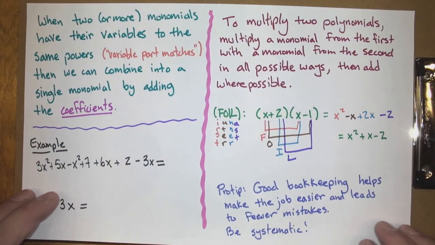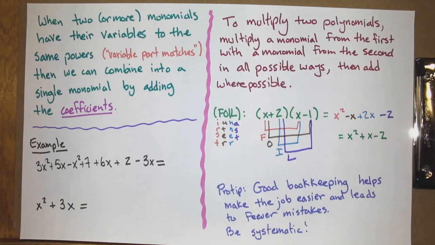So, now we want to work on combining polynomials. Of course, we like to do two things. We like to add, and we like to multiply. So, let's talk about adding. When we have two or more monomials that have their variables to the same powers, in other words, I look at the variable parts and those match, I can combine them together into a single one by adding the coefficients in front. All right.